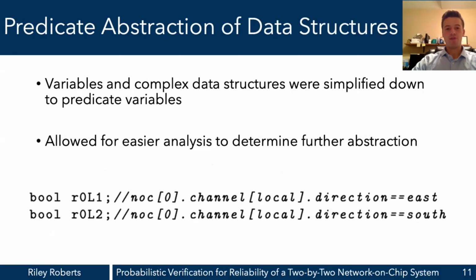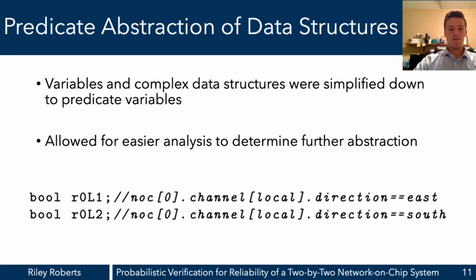The first abstraction that we used was a simple predicate abstraction of the data structures. All variables and complex data structures in the model were simplified down to predicate variables. This allows for easier analysis and helps us to determine further abstractions, as well as allowing the model checking tools to be more performant as they don't have to deal with the complexities of the data structures.